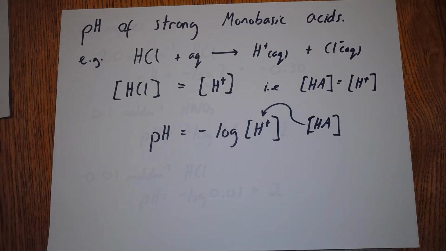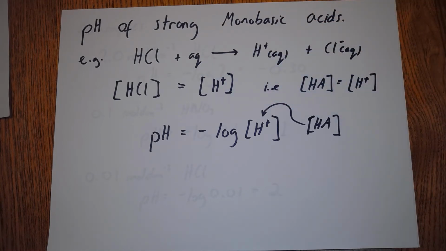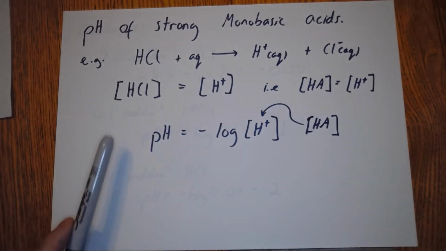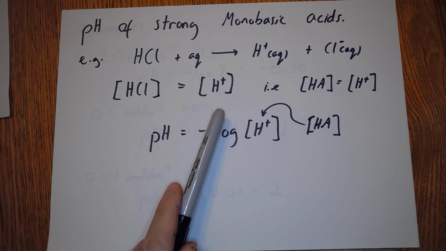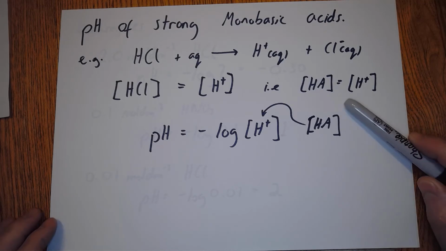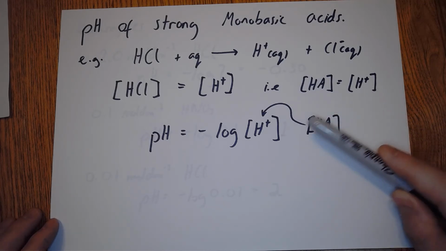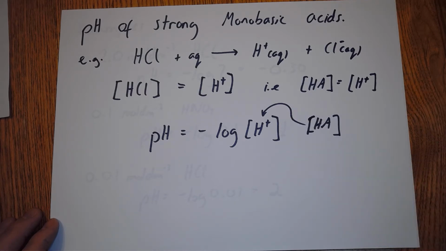So we keep it simple. We'll look at monobasic strong acids. Here's HCl dissociating. Whatever your concentration of HCl is, one mole of this will make 1 mole of that. So whatever your concentration of HCl will be the same concentration for your H+. Okay, so more generally, we're saying that the concentration of HA equals the concentration of H+. So if you want to know what the pH is, just substitute in the concentration of your acid.